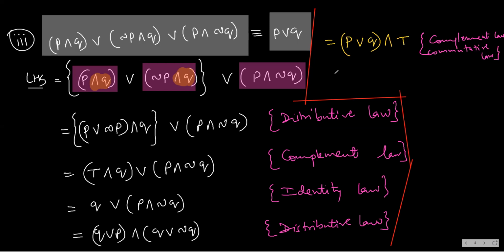Then I have here P or Q and true, which will always be P or Q. It will be the same as the truth value of P or Q. This is identity law. And that is equal to RHS, hence true.